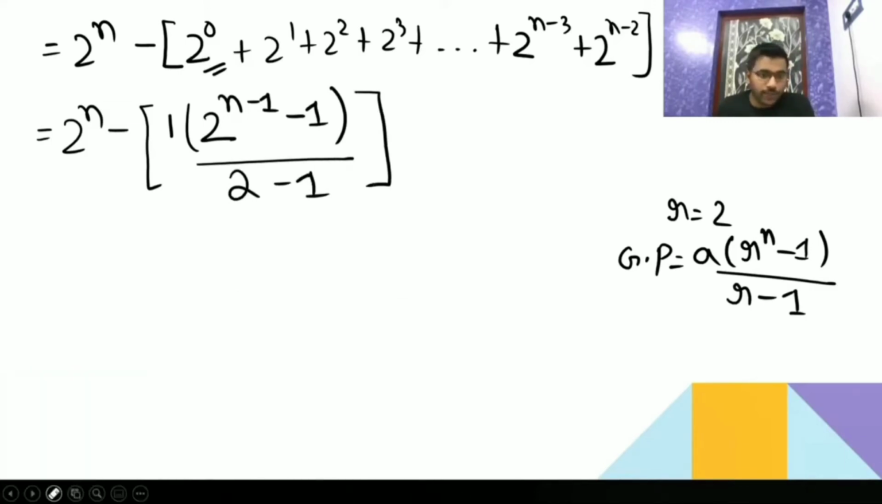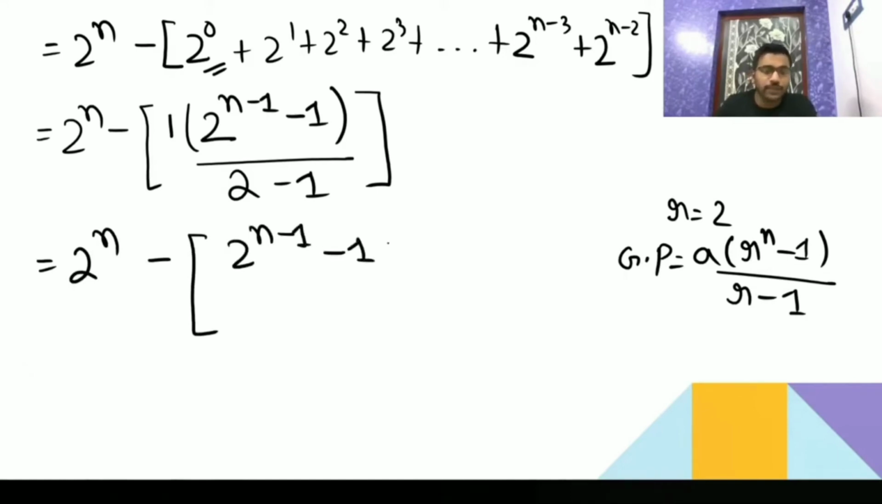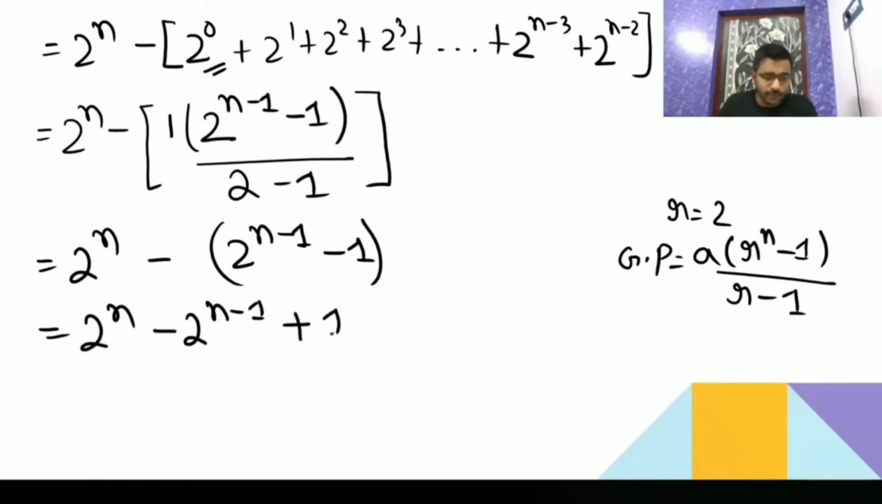Okay, now see what I will do. So it is 2 to the power n, then minus (2 to the power n minus 1, minus 1), because 2 minus 1 you are going to get 1 only. You can write it in a smaller bracket and remove the bigger one. Now open the bracket, so minus 2 to the power n minus 1, then plus 1. Now take 2 to the power n as common.